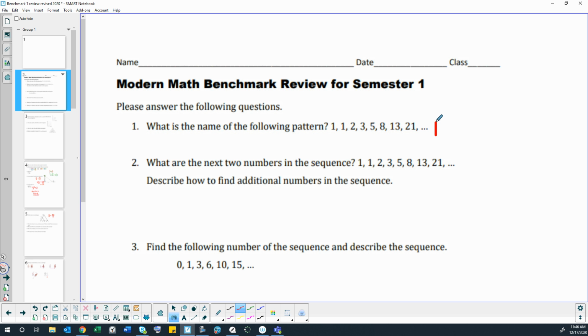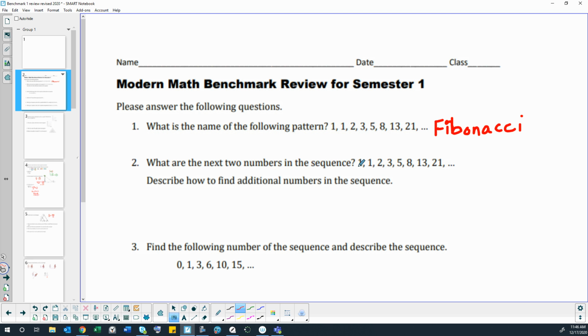This is one we learned a few days ago. We read a book about him. It's called Fibonacci Sequence. So if you haven't done that assignment or read the book yet, I highly recommend that you do that. Question number 2, what are the next two numbers in the sequence?